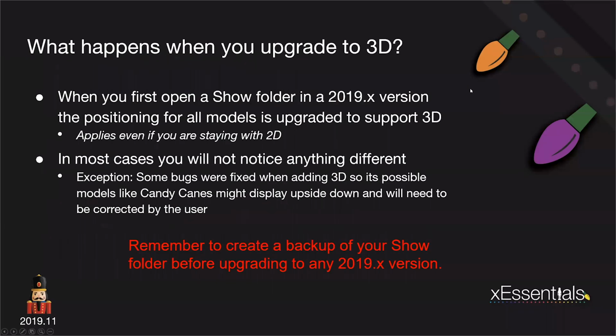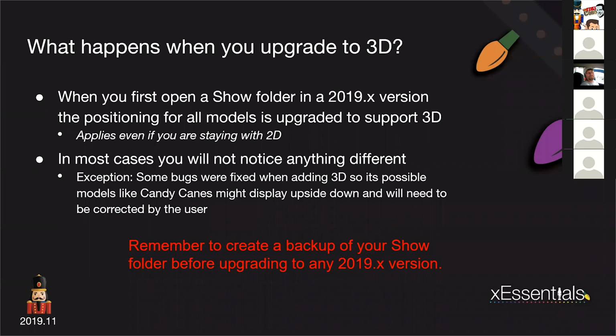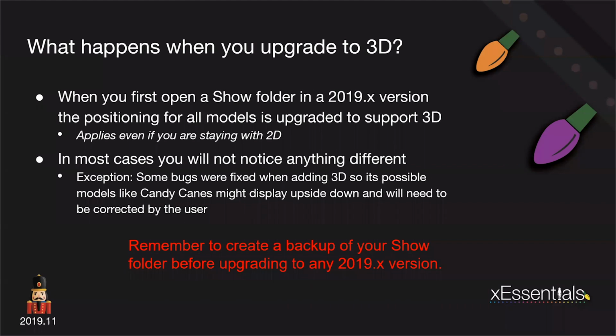So what happens when you upgrade to 3D? What I mean is, you've been running a 2018 version and you upgrade to any of the 2019 versions, which technically means you're upgrading to the capability to have the option to use 3D, whether you use it or not. So when you first open your show folder in a 2019 version, the positioning for all your models gets upgraded so that it can support 3D. And that applies even if you're staying with 2D. It's going to add a Z dimension, but the Z is going to initialize to 0. So everything's still in a flat plane.